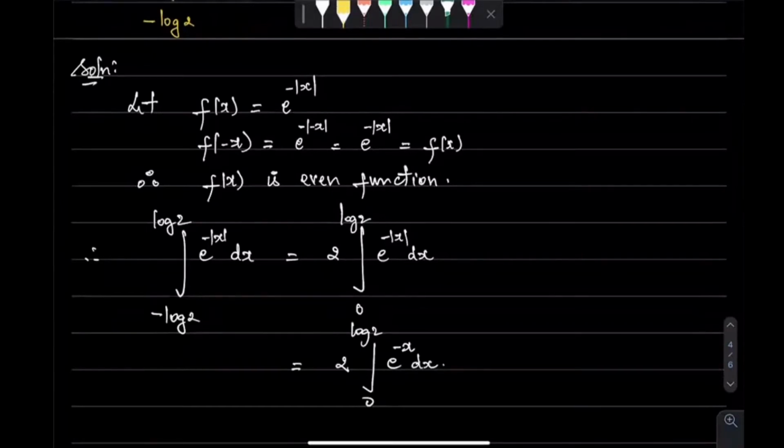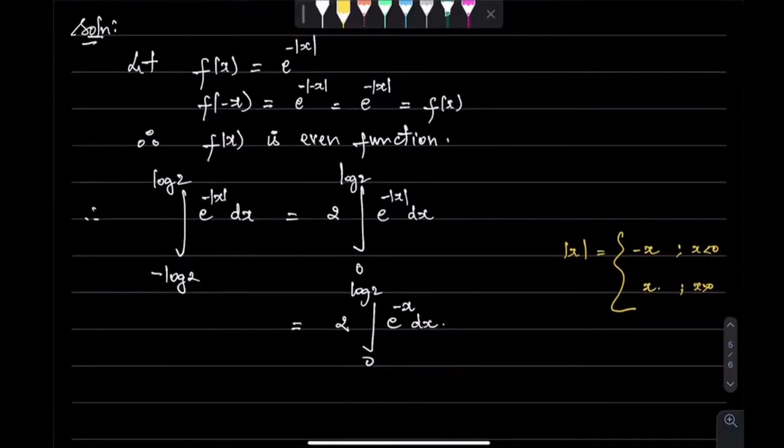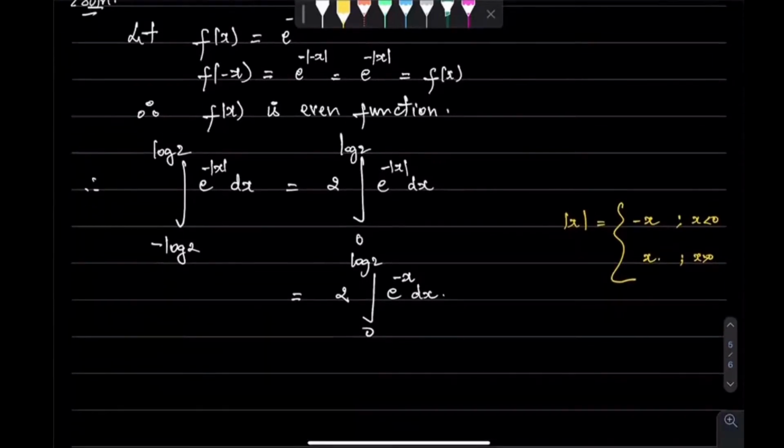Because of this reason, I'll give you here. You know the definition of the mod function. When x is negative, |x| is minus x. When x is positive, |x| is x. That's it. So from 0 to log 2, under the positive case, I'll get it like this.